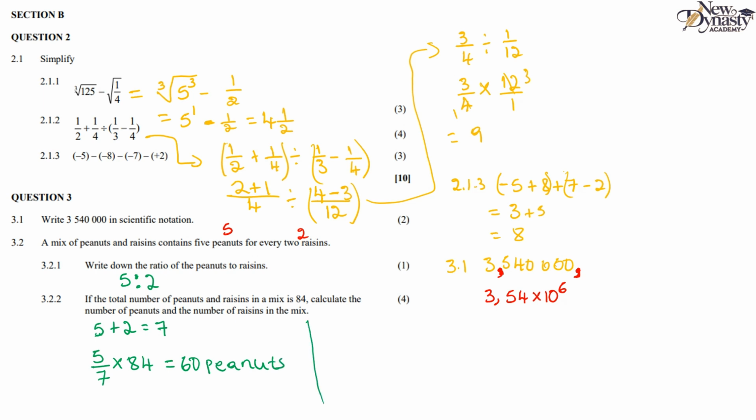Let us go on and do the raisins. We do the very same thing, but remember, in the mix we've got what? For every 5 peanuts we've got 2 raisins. So you're going to have 2 over the total of your ratio, which is 7, multiplied by the total of the peanuts and raisins, which is 84. Then you use a calculator there, then you get what? 24 raisins.